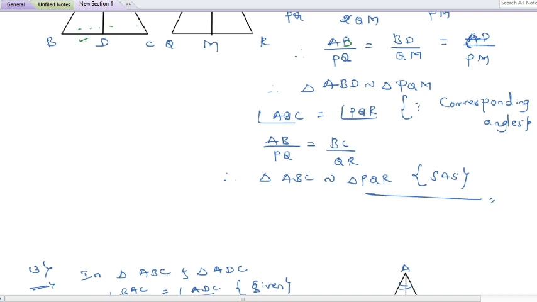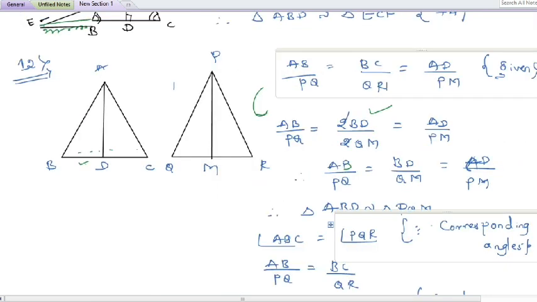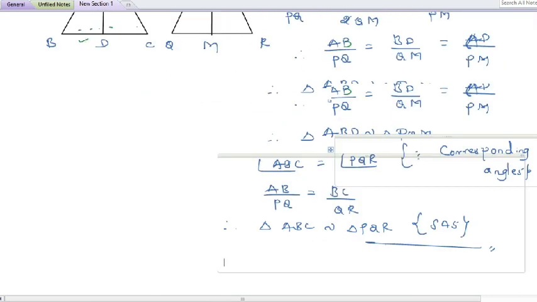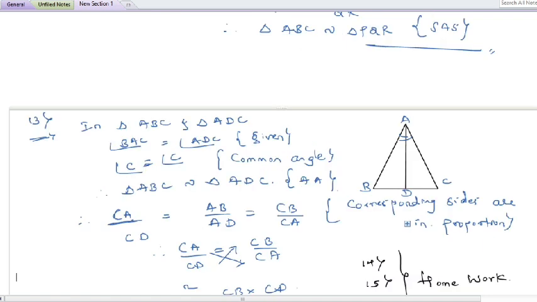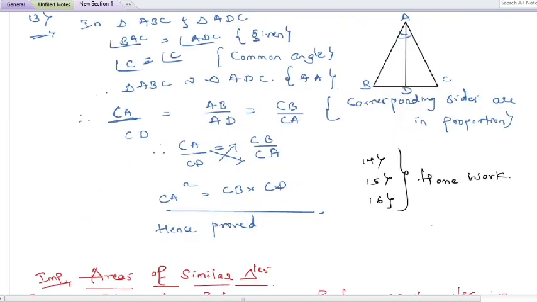So, in problem number 13, D is a point on the side BC of a triangle ABC such that angle ADC is equal to angle BAC. Show that CA square is equal to CB into CD. We have to prove here.